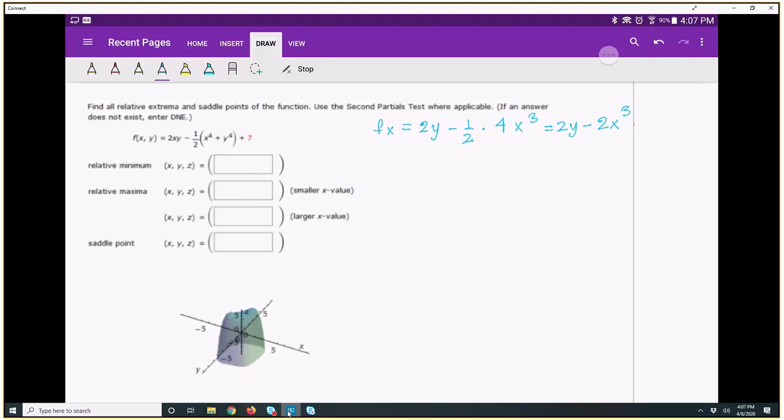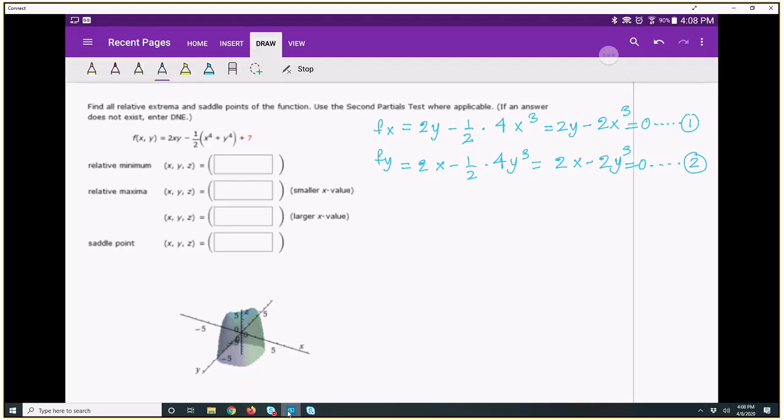I set it equal to 0, but it doesn't solve already for one variable, so I'm going to go ahead and call this equation 1. Similarly, I find fy, and I get 2x minus 1/2 times 4y cubed. So this is 2x minus 2y cubed. Set it equal to 0 and call it equation number 2.